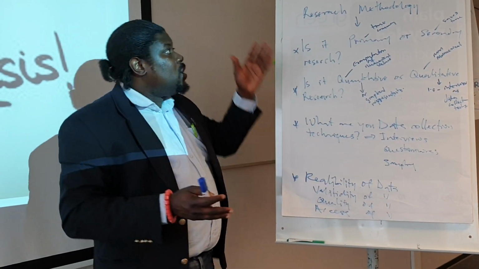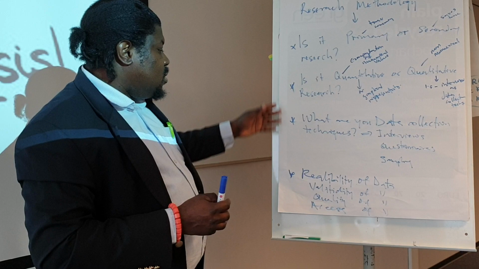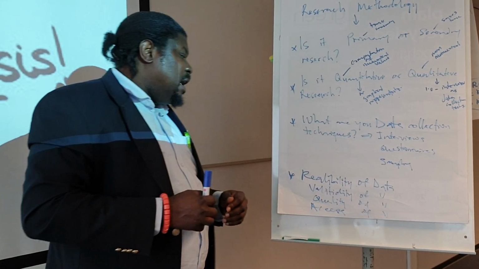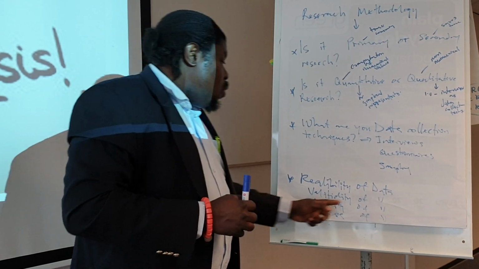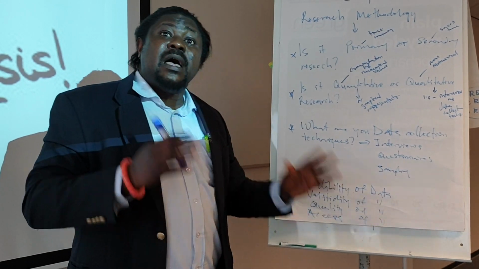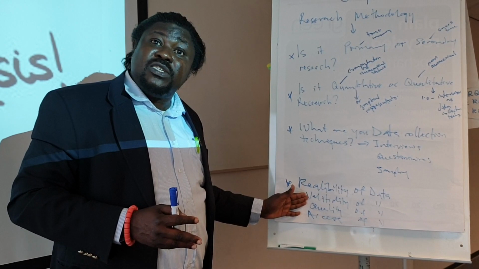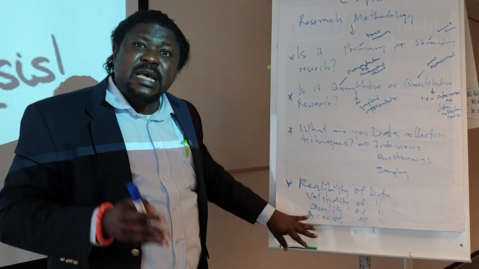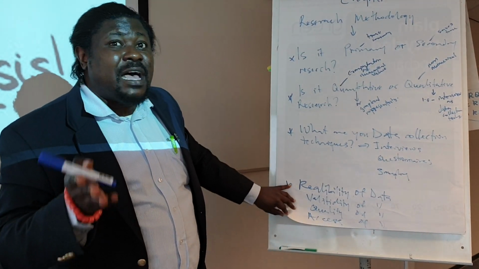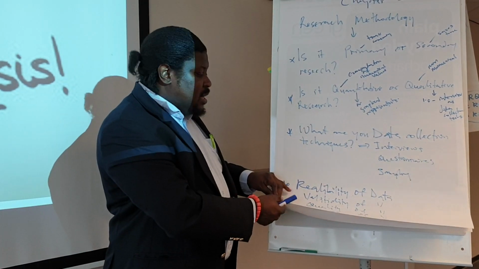Okay, also in your chapter 3 for your research methodology, reliability of data, validity of data, quality of data, and access of data must be explained. How reliable is your data? How valid is your data? What is the quality of your data? How did you assess this data? All that must be explained in chapter 3.